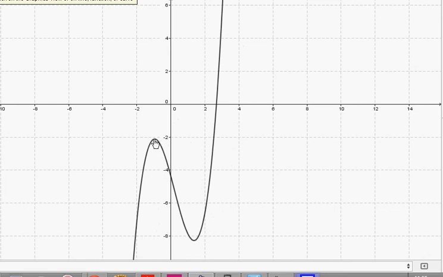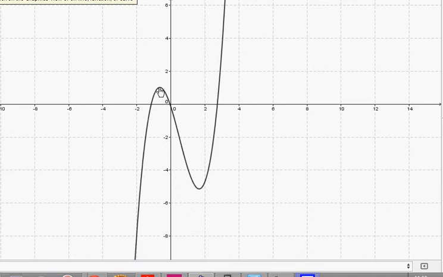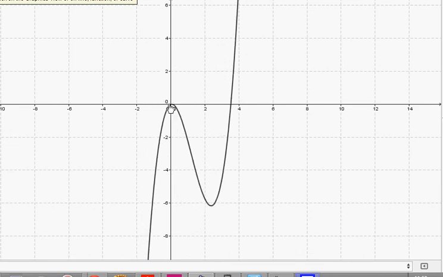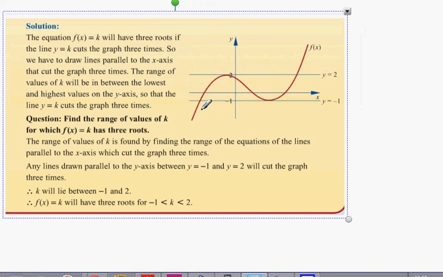At the moment it has 1 root. When I raise the d value, now it has 3 roots. Here it has 2 roots. The d value controls the height, therefore it also controls the number of roots. So what we're going to see in the next question here, okay, here's an equation.